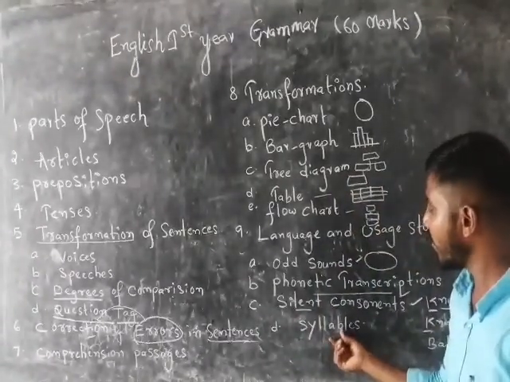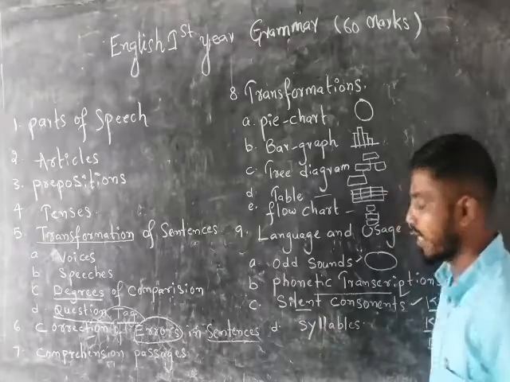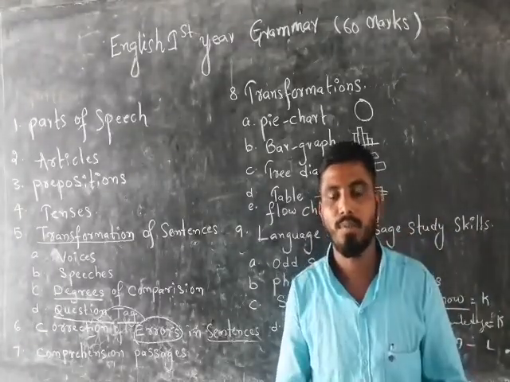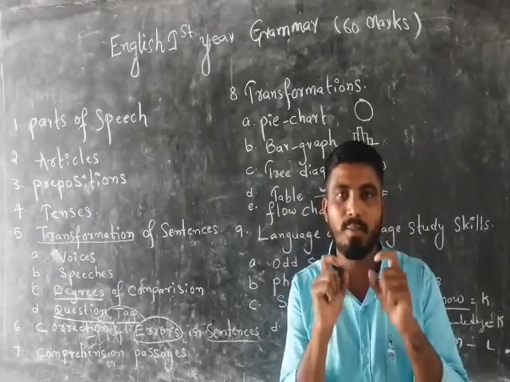And the last one is syllables. Syllables are always formed by one consonant plus one vowel sound.